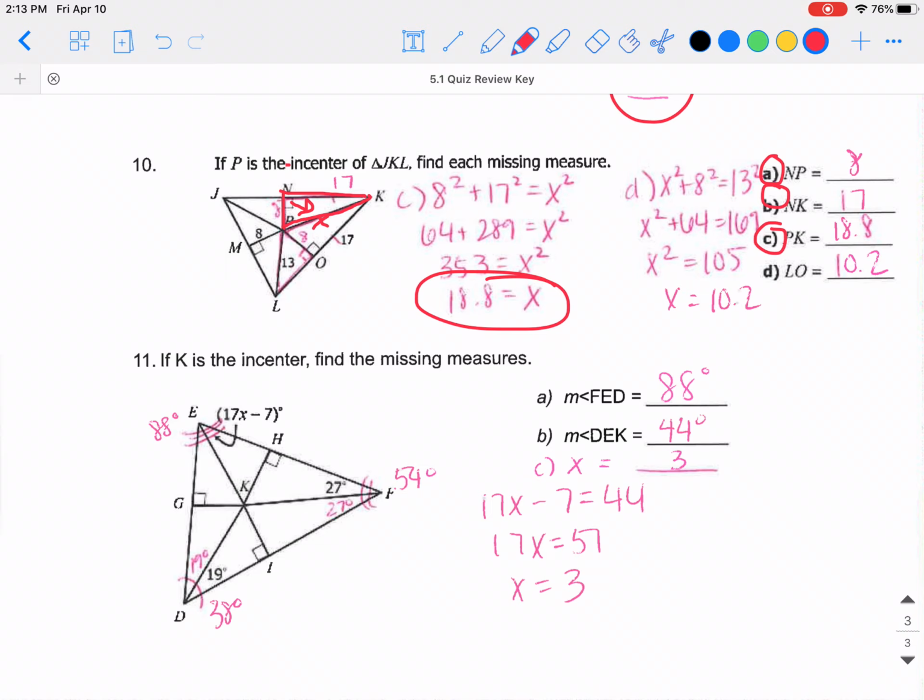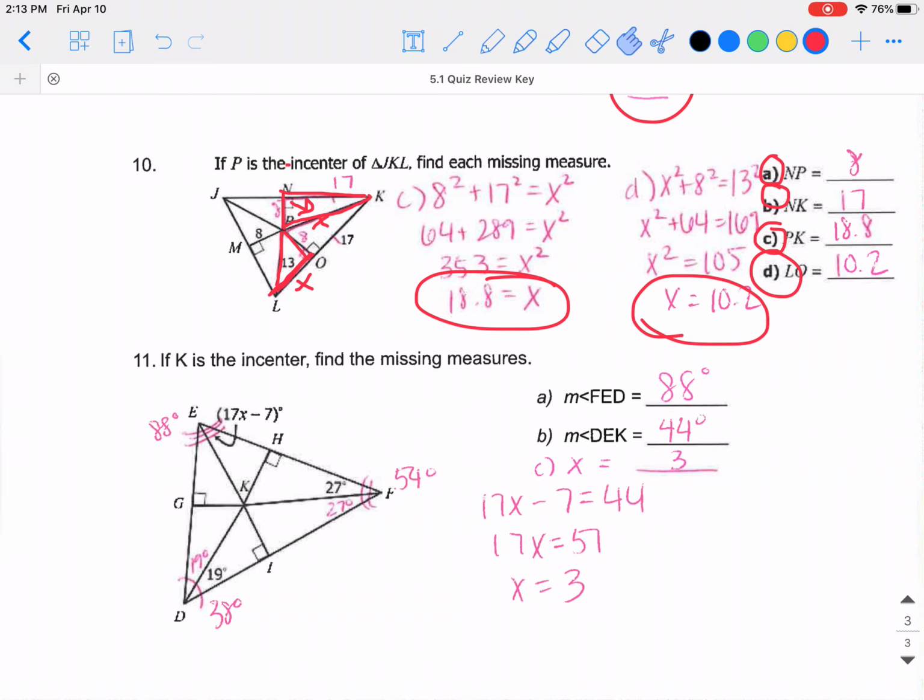And for D, we're looking for LO. LO is this piece here. So we create another right triangle. Our hypotenuse is 13 because it's across from the right angle. One of our sides is 8, the other side is x. So to solve, we're going to do x squared plus 8 squared equals 13 squared. And when you solve, you get x equals 10.2.